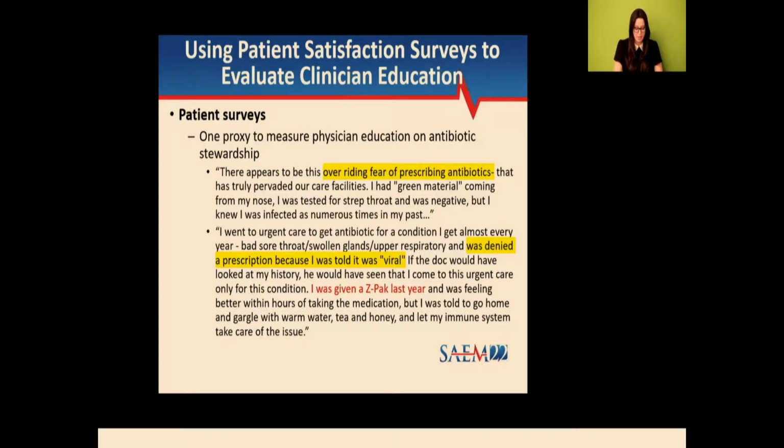The first said, there appears to be this overriding fear of prescribing antibiotics that has truly pervaded our care facilities. I was tested for strep and was negative, and they go on. The second patient said, I was denied a prescription because I was told it was viral. I was given a Z-Pak last year. So we really use these to gauge patient-provider communication, and we saw it as a positive on the provider side.